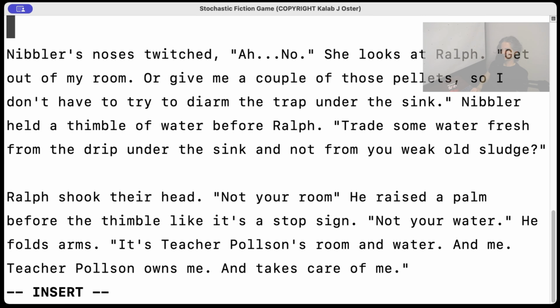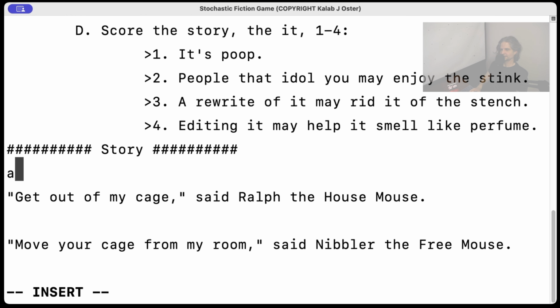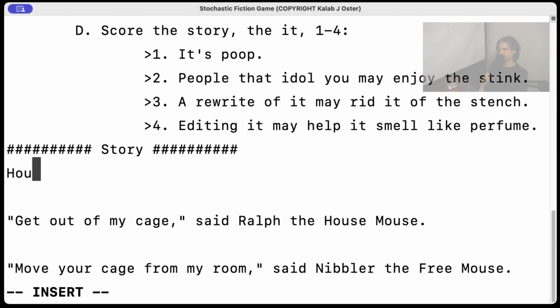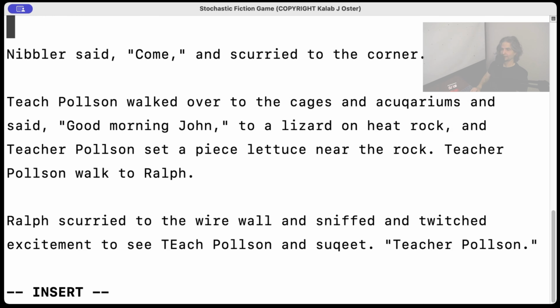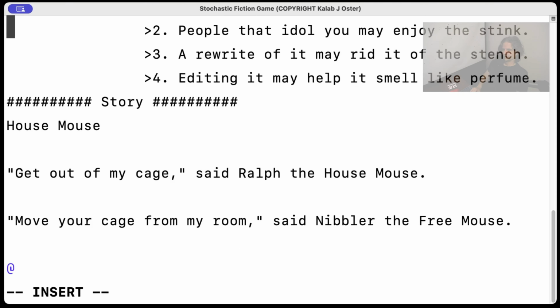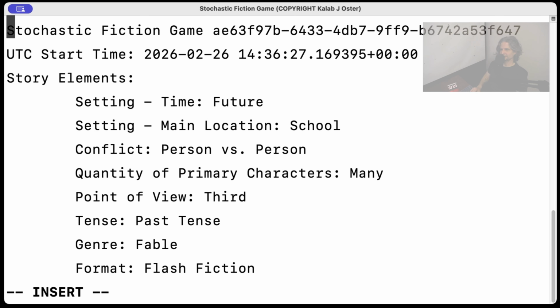What should we call this? House mouse? Yes. Ralph the house mouse. Let's just call it house mouse. I'll go with that. I'm done. I think so. Like that's a story for me. Let's just read it and be done and move on and proceed with other things.